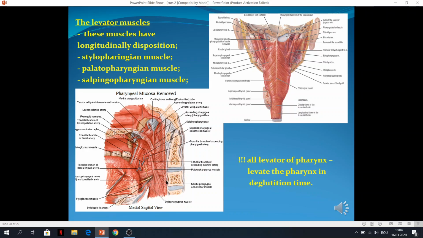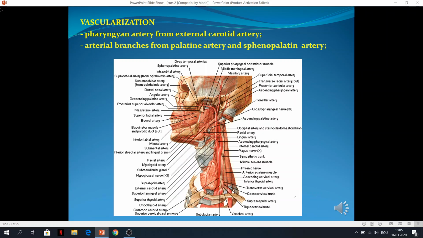Another muscle, palatopharyngeus. Palatopharyngeus you can see here. So from the palatine region to the pharynx. Salpingopharyngeus, which was here behind that orifice of the auditory tube. So actually both groups, constrictors and levators, are important in deglutition because they help the progress of the food downward.